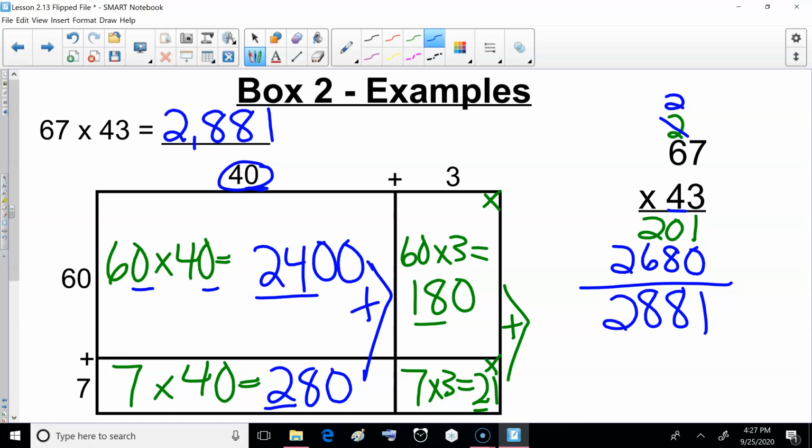So our answer would be 2,881. So you can pause the video right now. You might want to rewind and watch it all over again and see how it all works out, and how the parent method and the area model work together, and they both give us the same answer.